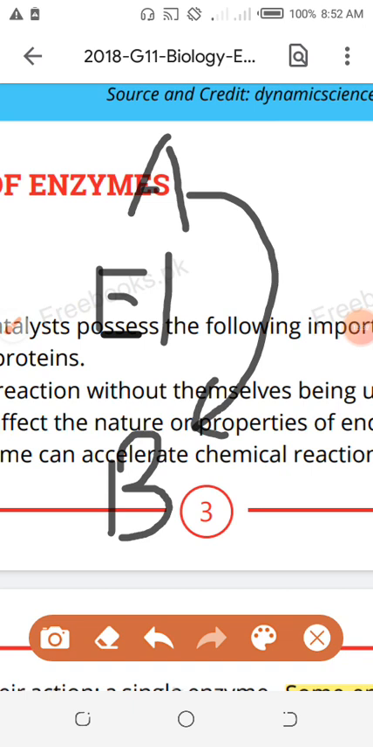The rate of reaction means activation energy, which I have to define. The energy which is required to convert the reactant into the product is called activation energy. So enzymes decrease activation energy. So when activation energy is decreased, reactants will be changed into the products.